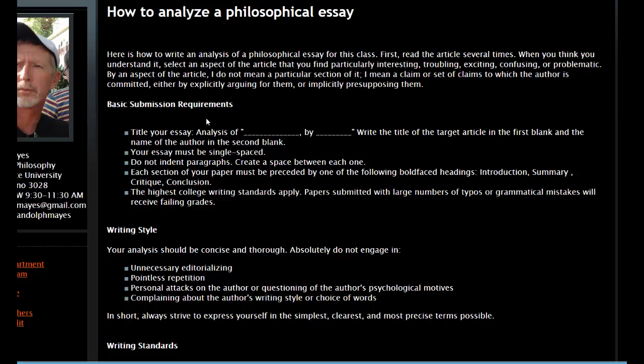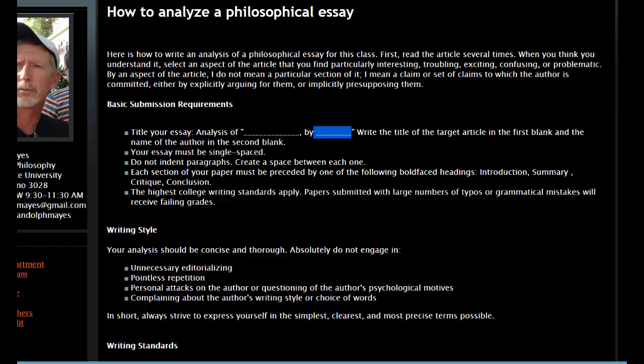Okay, now as far as the basic submission requirements, these are really important in the sense that if you screw any of these up, it's just a red flag. It tells me, gosh, you didn't even take the time to find out the most basic things, and you'll just get completely hammered for doing that. Okay, so title it correctly. On the top of the article, write analysis of blank by blank. The first blank is going to be the title of the article, and the second blank is not you, it's the author.